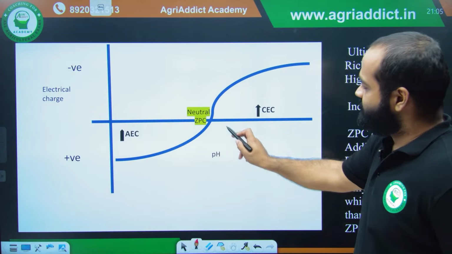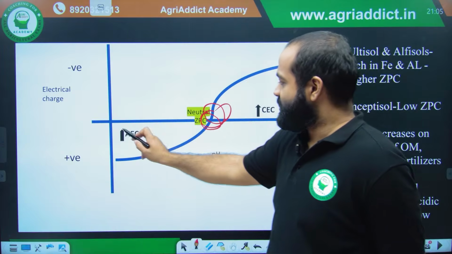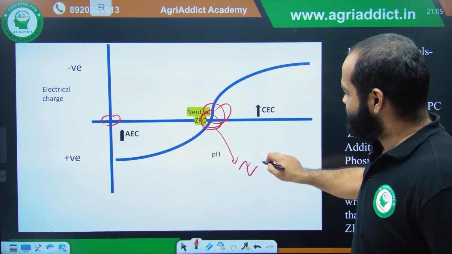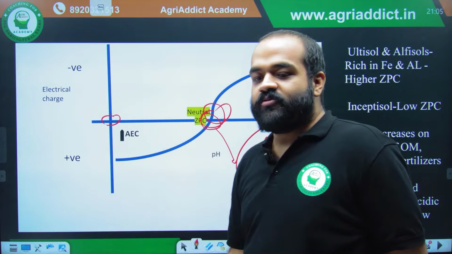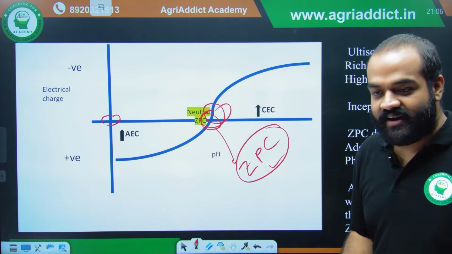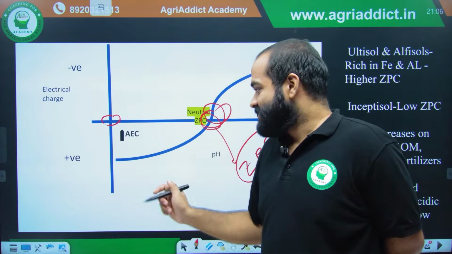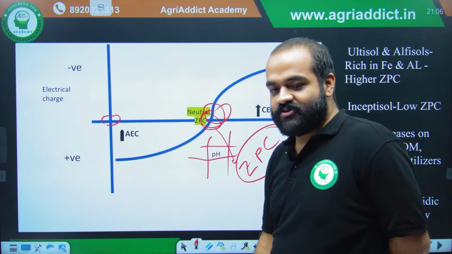Here you can see this point, when the surface charge is exactly 0. This point is the ZPC. If in an assertion-reason or statement type question it comes that ZPC is a pH, please do not forget that ZPC is nothing but a pH. So it is on the pH scale. It is a point of pH only. So write it as true.